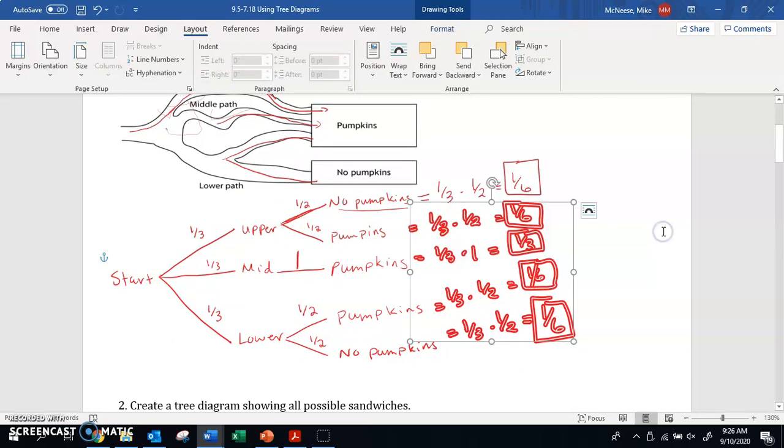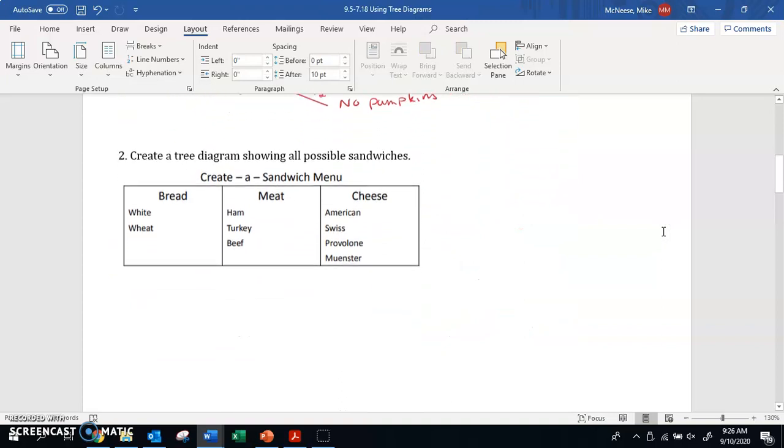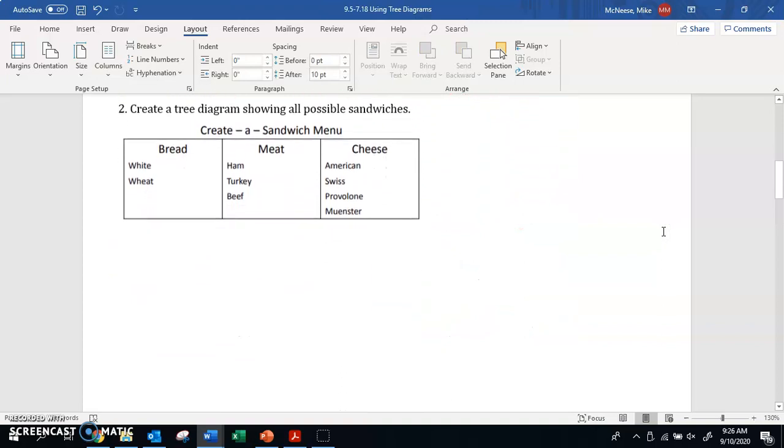Now on this next one, it asks us to create a tree diagram showing all possible sandwiches. So they give us a menu, right? They tell us they can have bread, meat, and cheese. And so out of bread, we have 2 options. Out of meat, we have 3. Out of cheese, we have 4. So if I'm looking at a tree diagram.